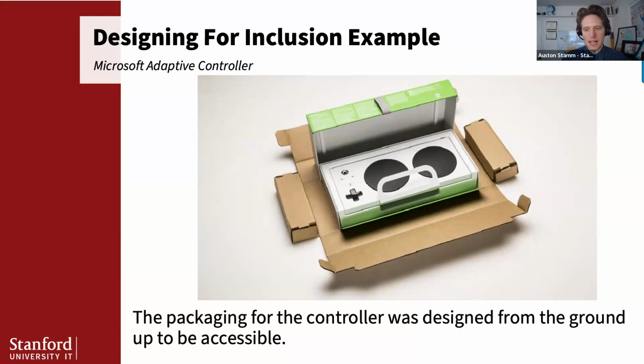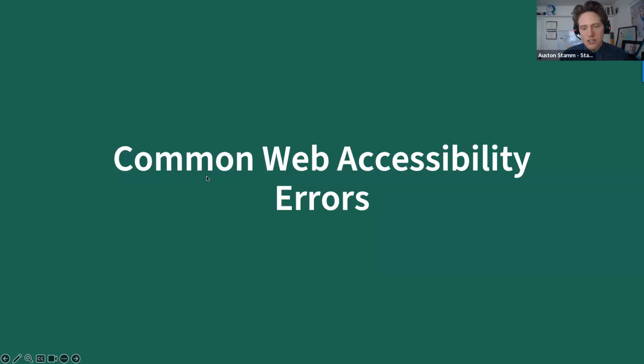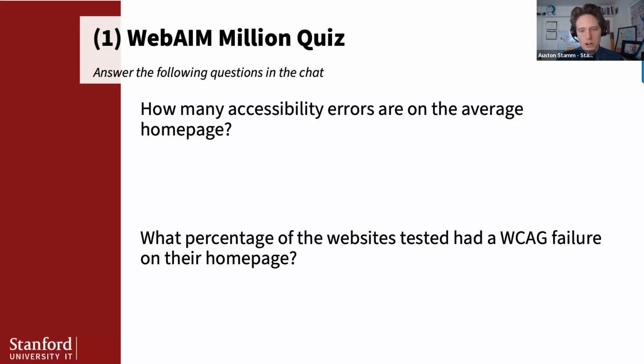Because sometimes I think we've all experienced packaging being difficult to open. So the idea, though, is that when you're making your website, from the onset you want to be thinking about accessibility and inclusion and universal design. So I thought it'd be interesting to highlight some of the common web accessibility errors. Recently, the WebAIM survey came out, the 2024 survey.